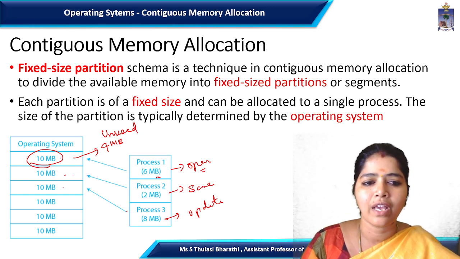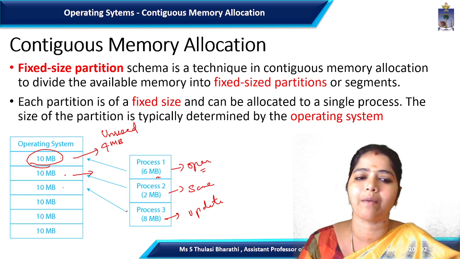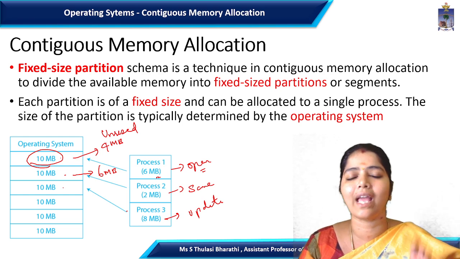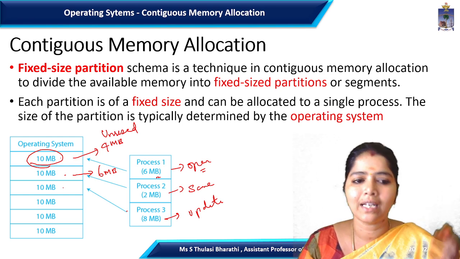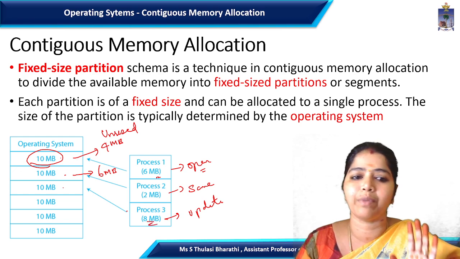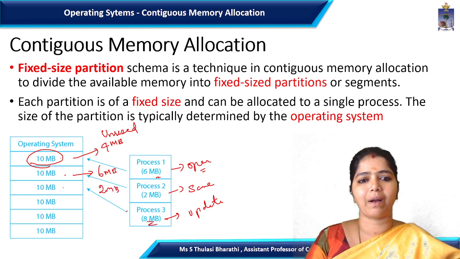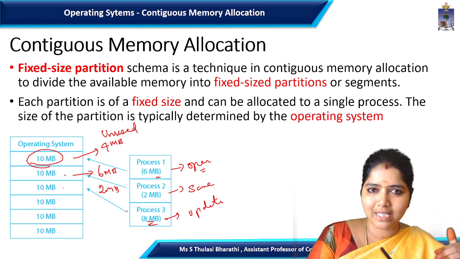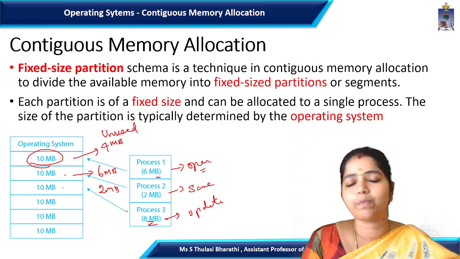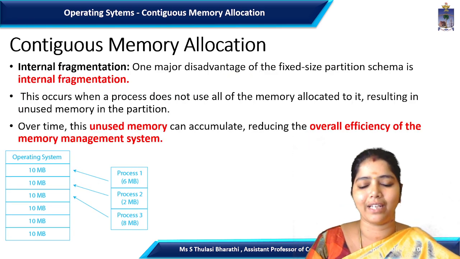It is unused. If you take the second process, it requires only 2 MB, but here it is 10 MB, so the remaining 6 MB will be unused. If you take the third one, it requires only 8 MB but the block is 10 MB, so 2 MB is unused. So in the case of fixed size partition, even though I fix some blocks, there may be some unused space. That is what we call internal fragmentation.